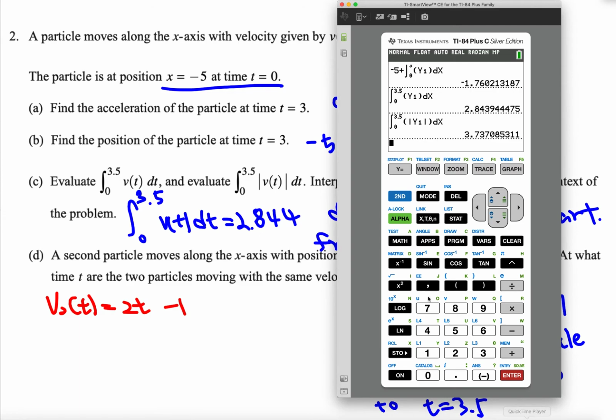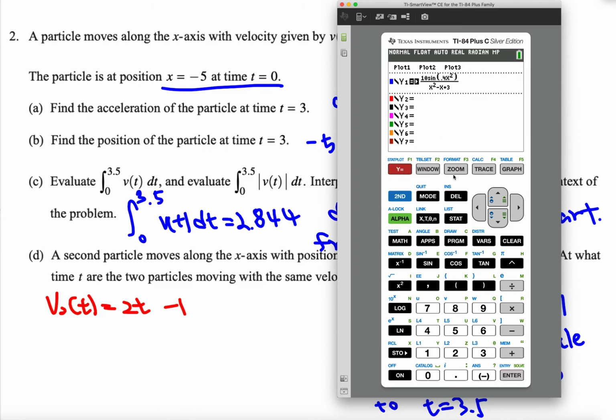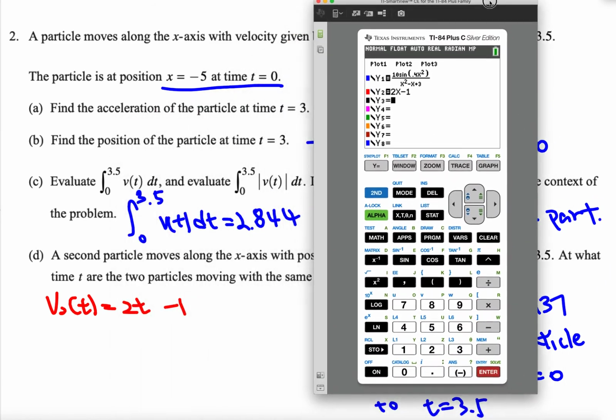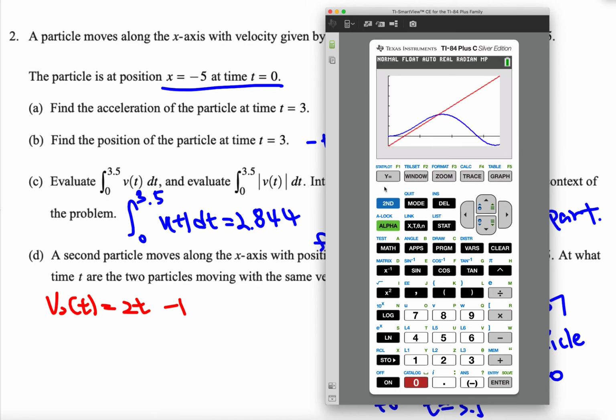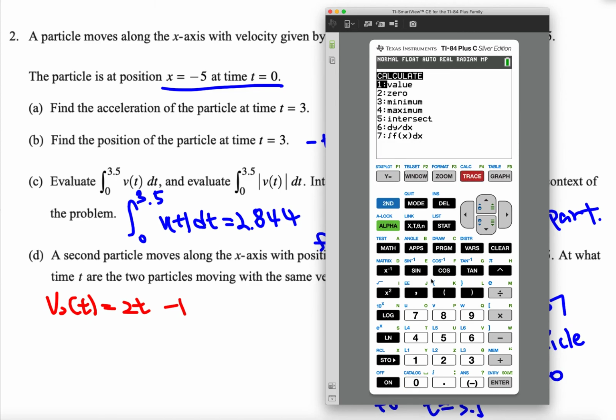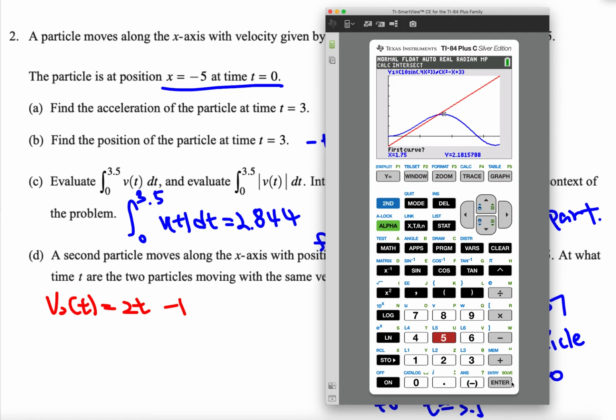So x minus 1 in my case. And then I'm looking at time from 0 through 3.5. So I'm going to set the window 0 and then 3.5, and zoom fit, which was number 0. So you can see that there's one intersection. So what I'm going to do is second calc, intersect, number 5. Bam, bam, bam.